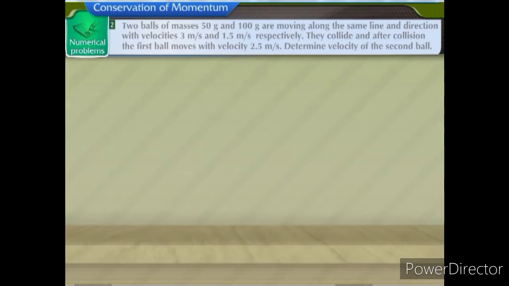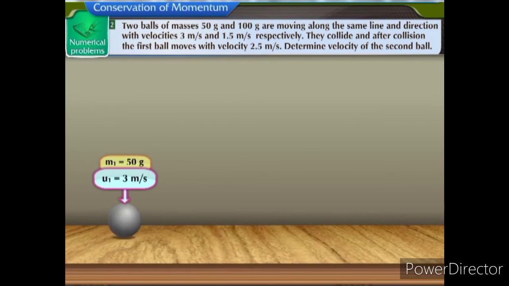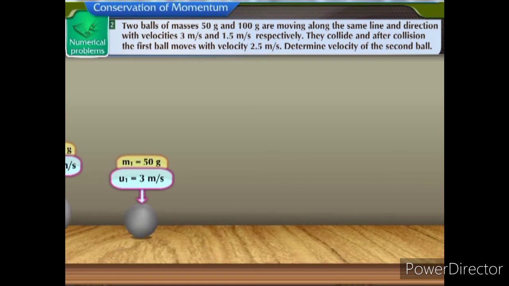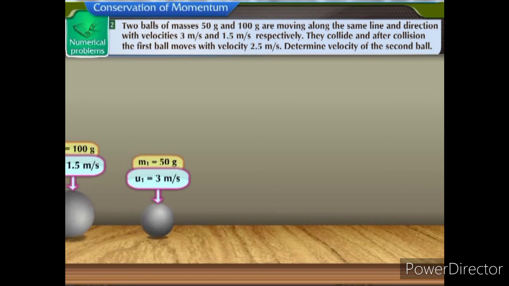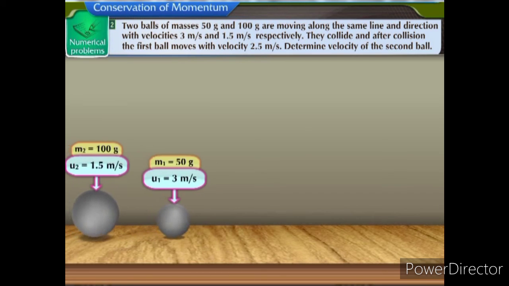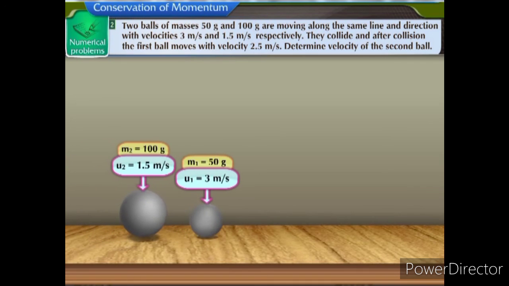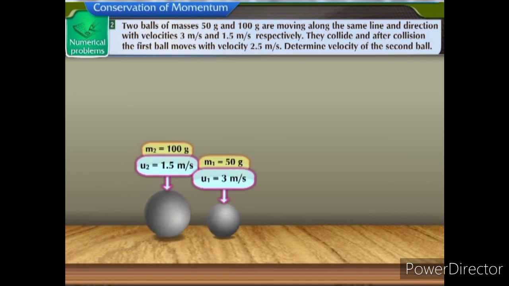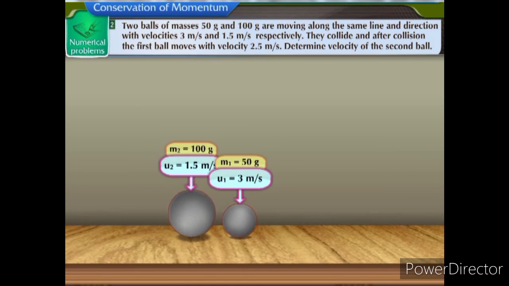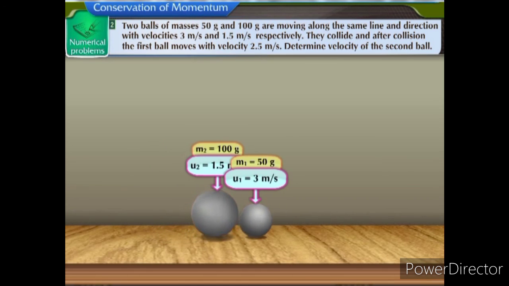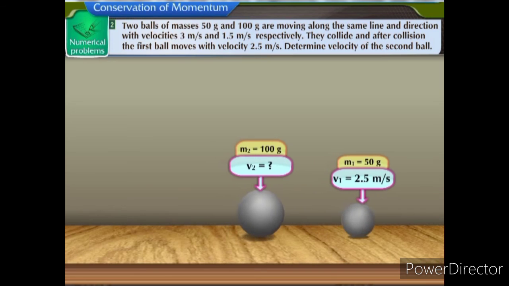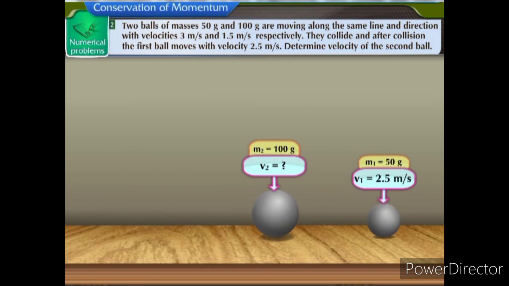2. Two balls of masses 50 grams and 100 grams are moving along the same direction with velocities 3 meters per second and 1.5 meters per second respectively. They collide, and after the collision, the first ball moves with the velocity 2.5 meter per second. Determine the velocity of the second ball.